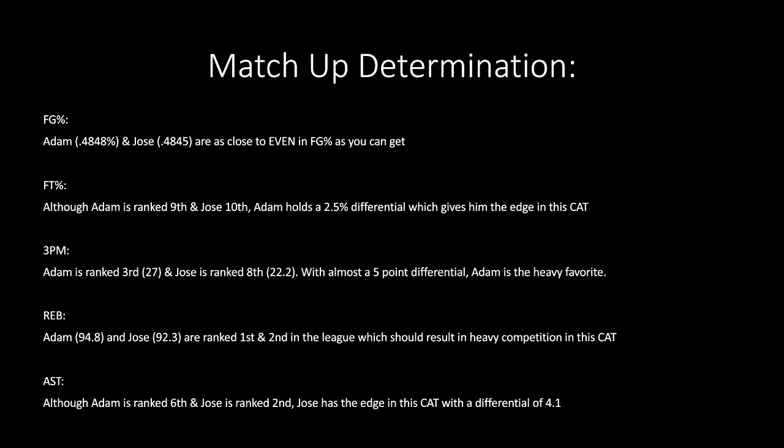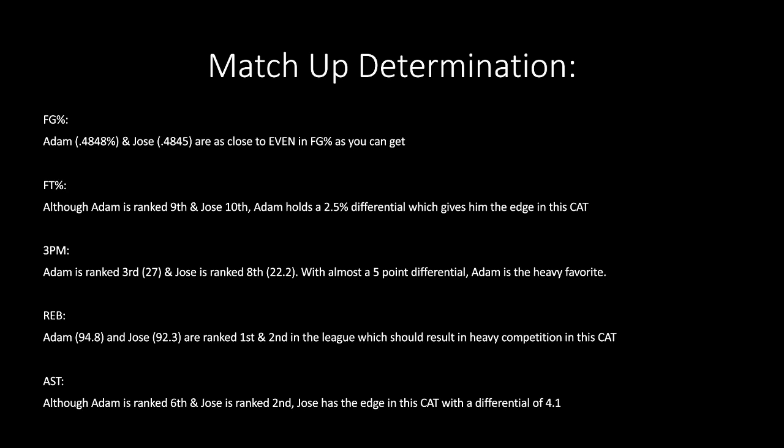In rebounds, Adam has 94.8 and Jose has 92.3. Both are ranked first and second in the league and should result in heavy competition in this category. This is a toss-up category, guys. This category might be the difference between winning or losing your weekly matchup. Now, we play each category, so we play 9 matchups, but I'm just saying if you're playing a most categories league and you have a matchup like this, it might come down to rebounds.